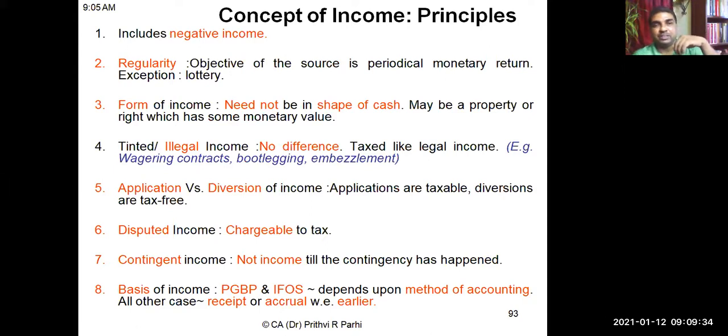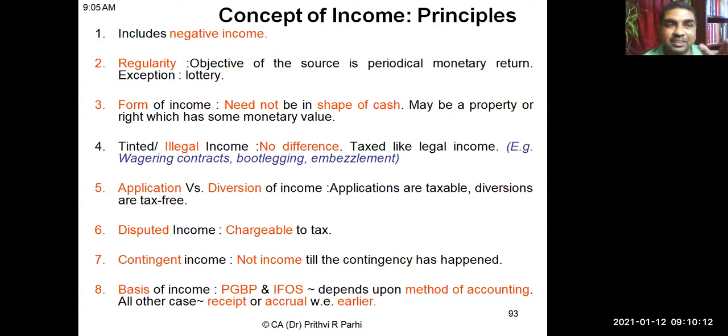Now we'll be understanding a few concepts of income, certain principles you can say. Most of these things are decided on the basis of certain case laws, and on that basis you can take them as principles. First principle: income includes negative income. That means if there is a loss, that is also income, that is negative income. For example, let us say you have two businesses. In one business you have got a profit of 5 lakh. In another business you got a loss of 1 lakh.